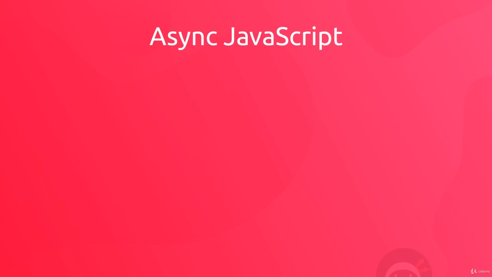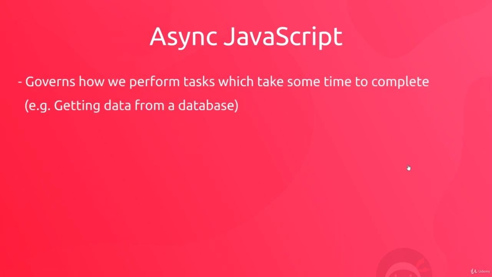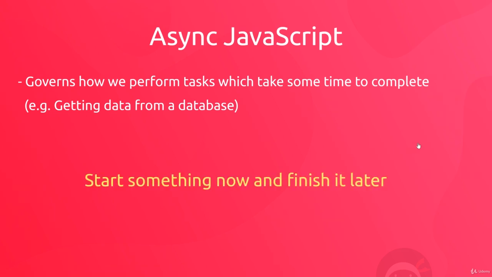Anyway, asynchronous JavaScript is one of the most important parts of the language because it governs how we perform tasks that take some time to do, like requesting data from a database or from an API. And chances are, if you're making a real JavaScript application, then you will be using asynchronous code at some point to do these kinds of things. So in a very simplistic nutshell, asynchronous code is code that can start now and then finish later.